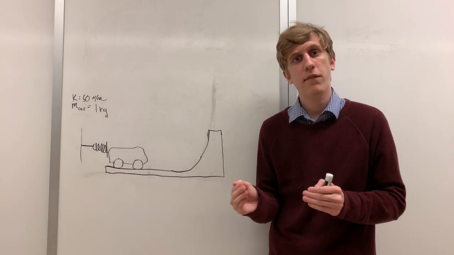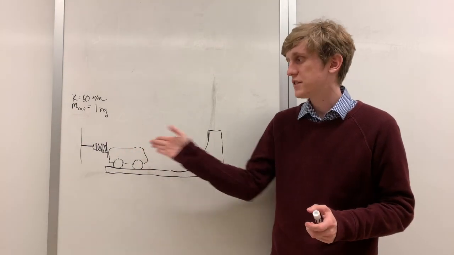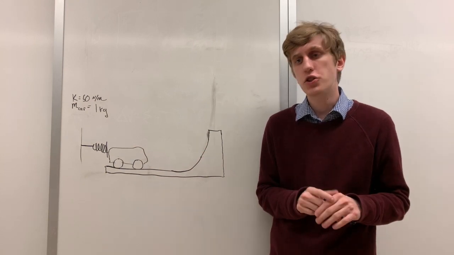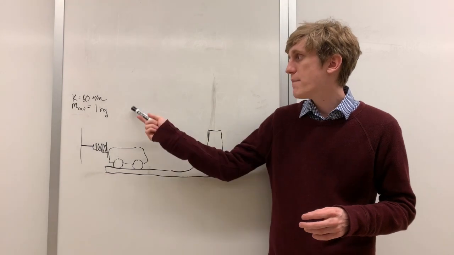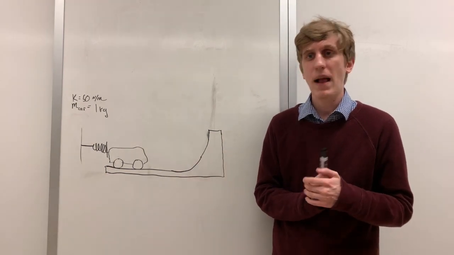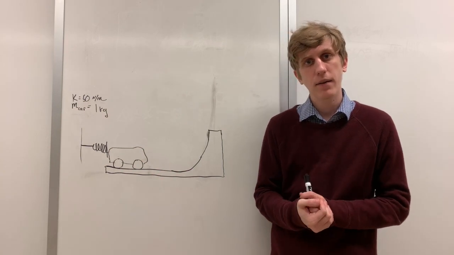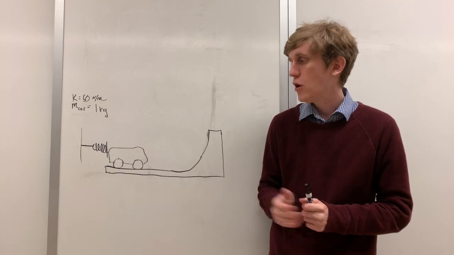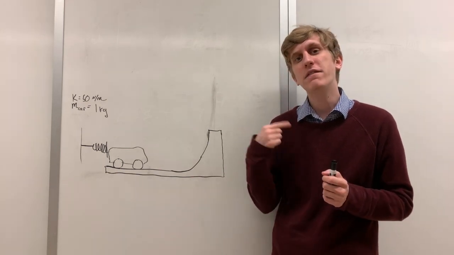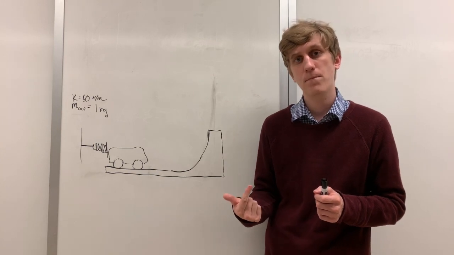Let's start with the first question. That is, how fast the car is moving when it leaves the spring. Let's assume that the spring constant is 50 newtons per meter, the mass of the car is 1 kilogram, and that the maximum compression of the spring is 1 meter. Let's see if we can draw an energy interaction diagram for this case. See if you can figure out which energy systems are changing that we need to care about.